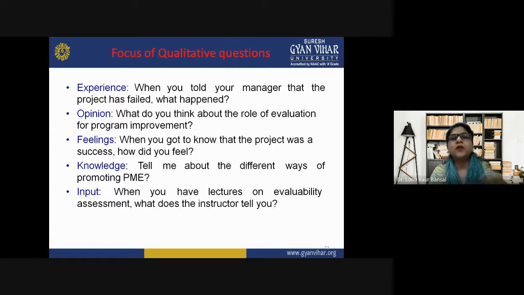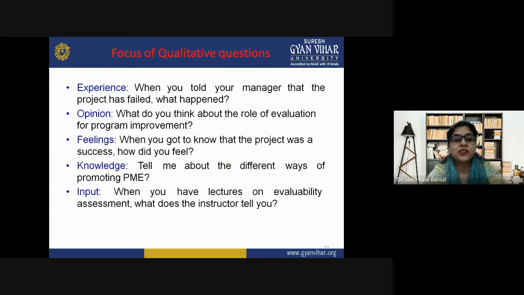When you are talking about experience, you may ask, when you told your manager that the project had failed, what happened? This is a question where the person has to tell about his experience, that what made the project fail. The next aspect is related to opinion. If I ask you, what do you think about the role of evaluation for program improvement? If I ask this question to 10 people, they might have 10 different opinions. This is how qualitative data is collected.